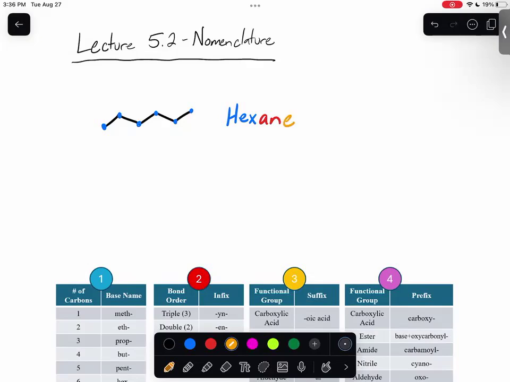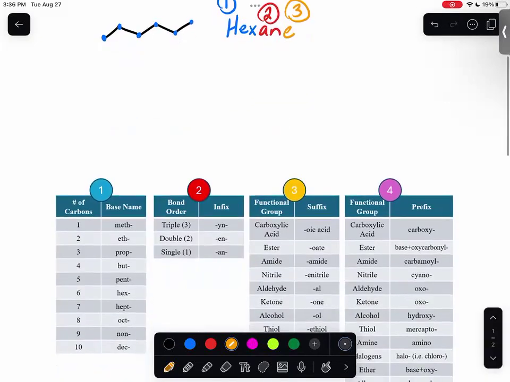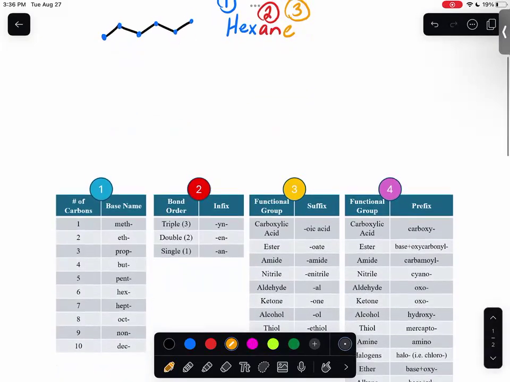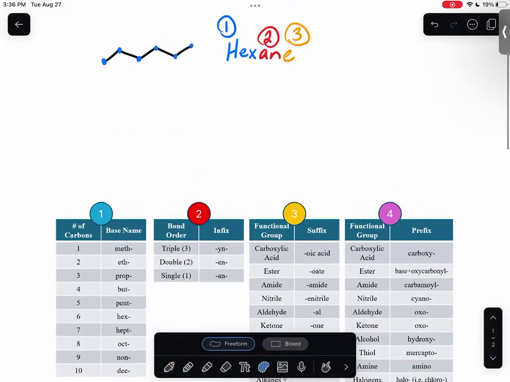But we have to ask ourselves, how do we get to that point? In reality, it's a process that's broken down into four different major points that we have to focus on. I have all four of those points down here, and as I've drawn out the name here, we actually already have three of them shown. So let's look at this little chart and actually talk about how we came to the name hexane. Here, we'll drag this down a little bit.